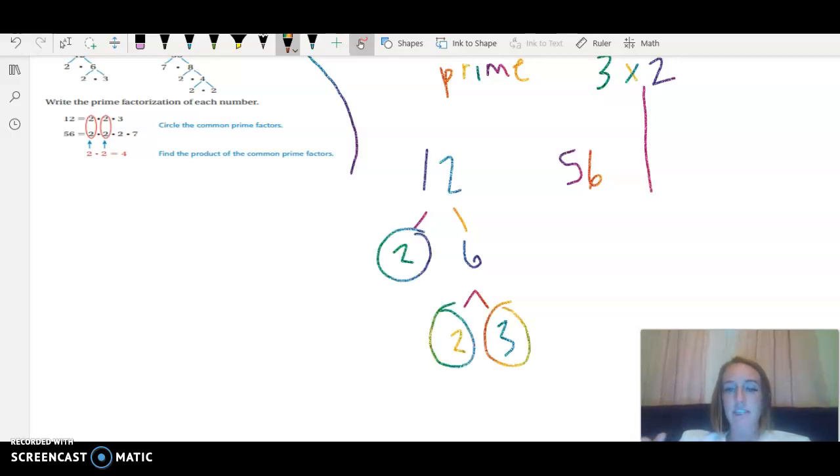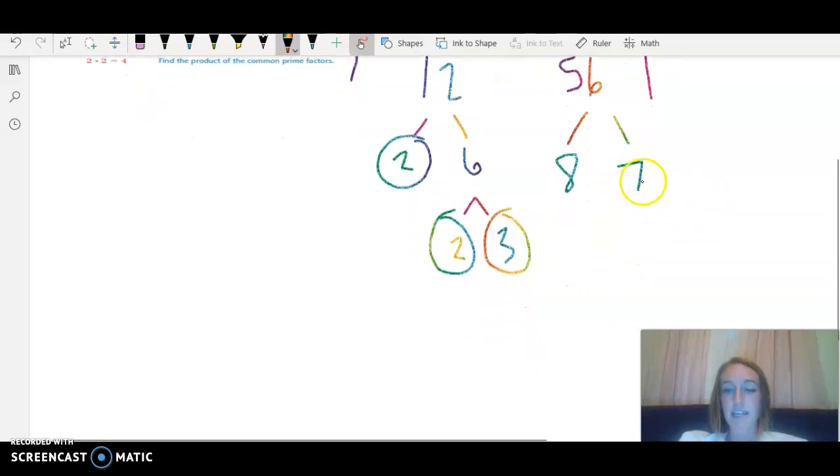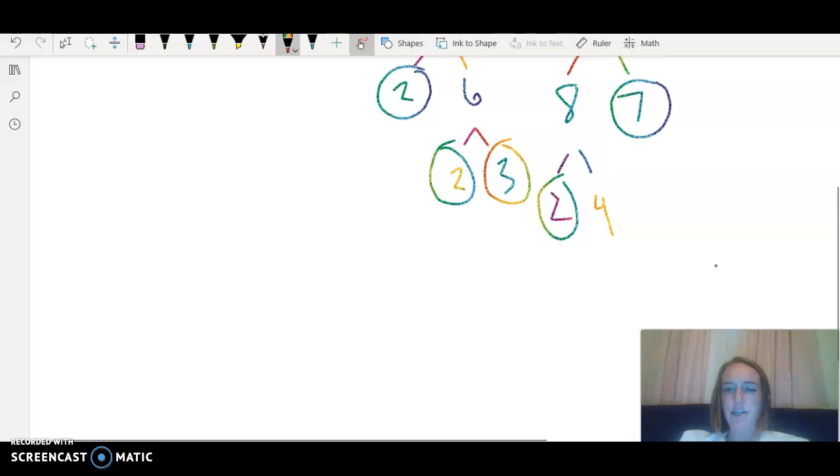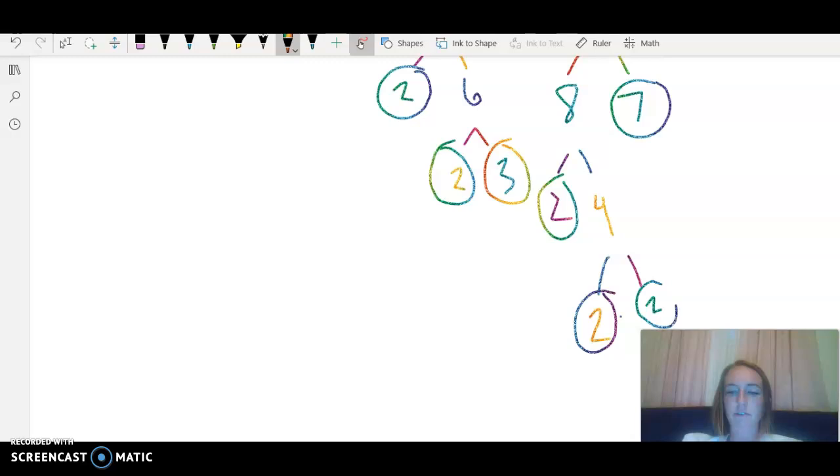Let's head on over to 56. Well, I know that 8 and 7 go into 56, and I know that 7 is prime. I can't multiply anything besides 7 and 1 to get to 7, so I'm finished with that 7. I could go ahead and circle it. And then I have 8. I know that 2 and 4 go into 8. I already know that 2 is prime, so I'm finished with that one. But I know that 4, I can factor 4 into 2 and 2 because 2 times 2 is 4. So now I'm at my final factors.